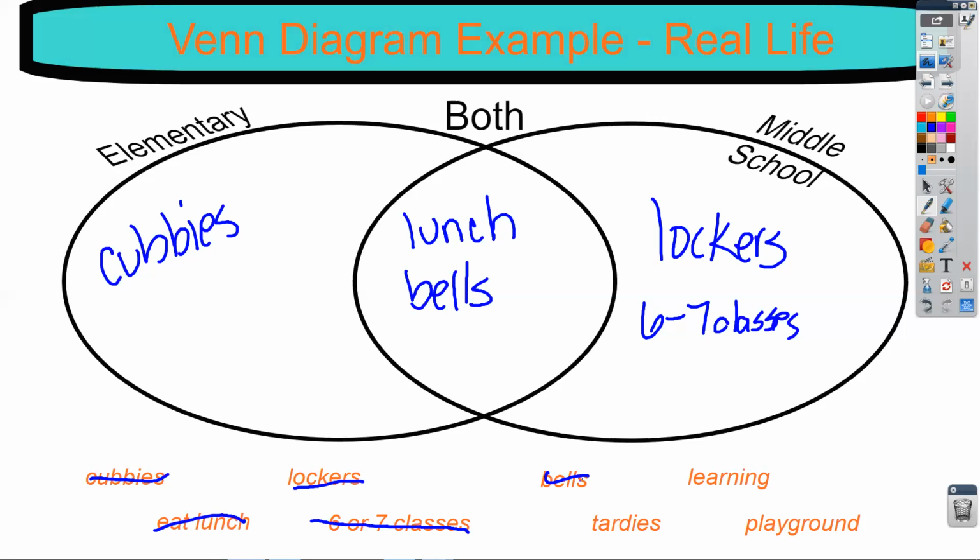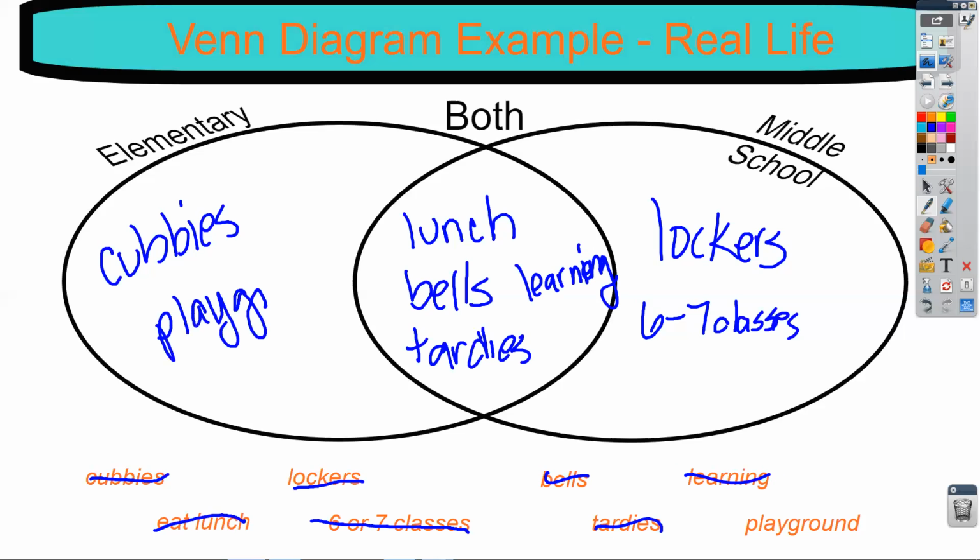Tardies are definitely middle school because you have multiple classes. However, you could be tardy to school in elementary. So if you said middle school, I could argue that as well as putting it in both. Learning was definitely both because you learned in middle school as well as elementary. And playground would definitely be an elementary thing, although I think it would be amazing to have a playground in middle school as well, because I think we all need it.